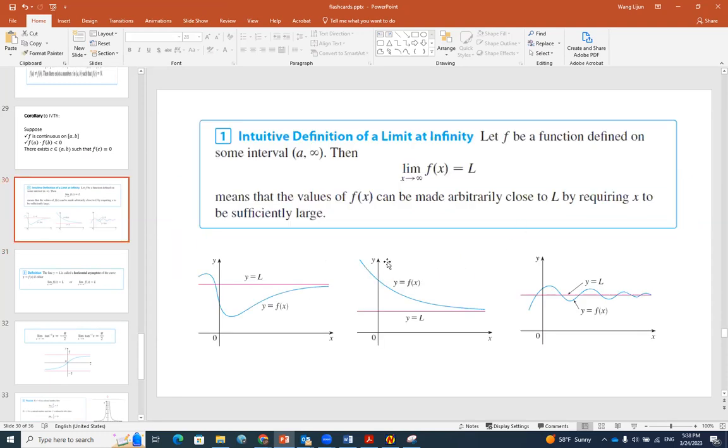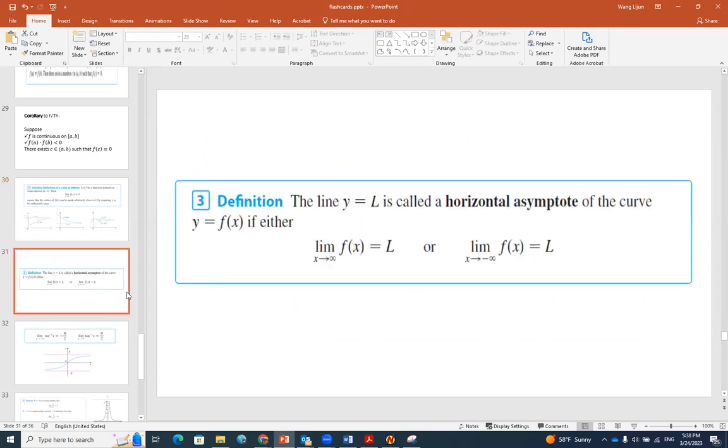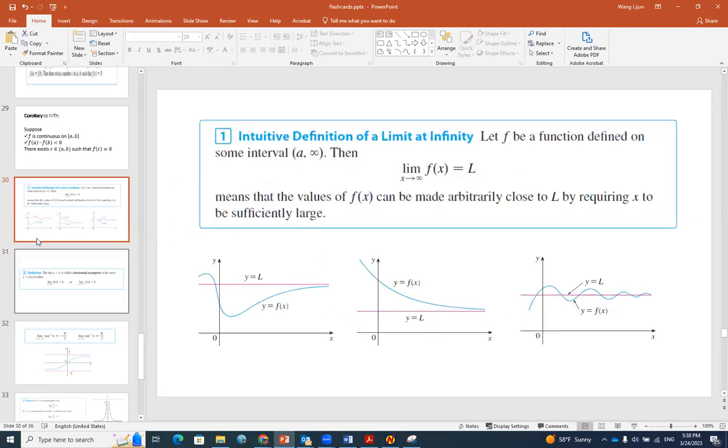What does it mean, limit at infinity? It just means that when the input x is approaching infinity, it could be approaching positive infinity. It could also be approaching negative infinity, right? So in this case, you can see that there are different ways x may be approaching infinity. So I'm going to draw a picture. You see x is approaching infinity, right? x is getting as large as possible.